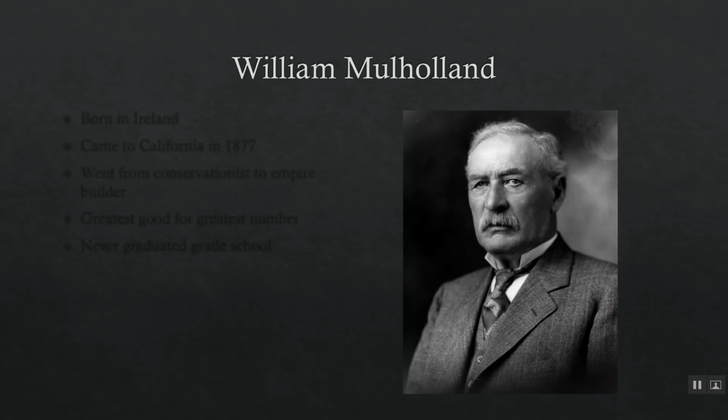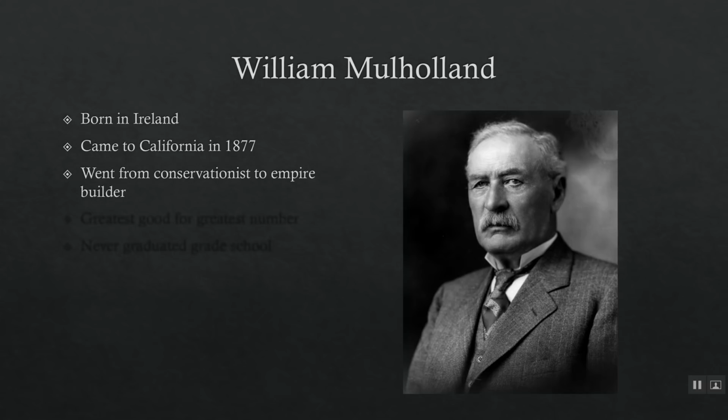William Mulholland was born in Ireland, and he came to California in 1877. He was in some other places first, but he basically went from a conservationist to an empire builder. He was very into this idea of conserving nature, but he is really responsible for the growth of LA, and for the ability of LA to go from a relatively small city to an incredibly large and important one. He definitely believed in the greatest good for the greatest number of people. And you're going to see how he took water from the Owens Valley in order to do that. He's very interesting. He never graduated grade school, but he was in charge of and engineered this incredible water delivery system that really revolutionized Los Angeles.